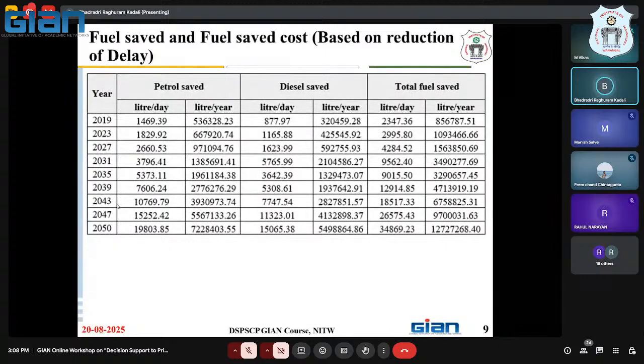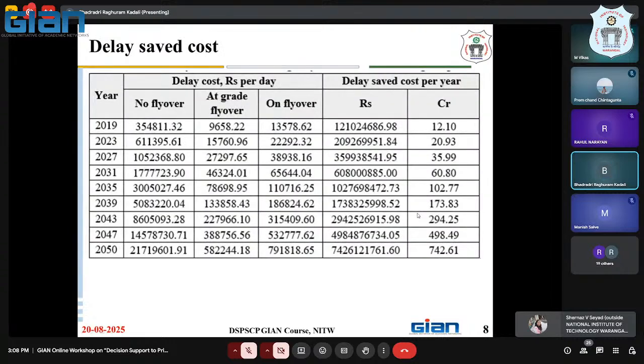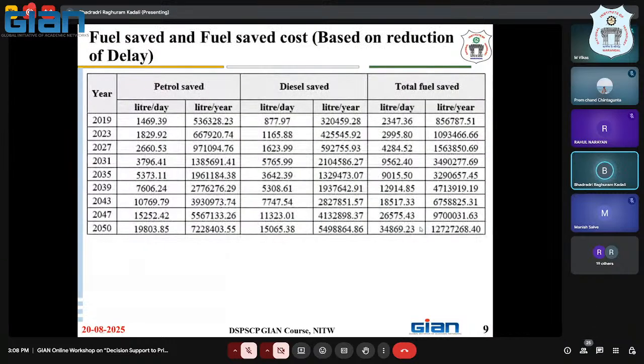Then, instead of increasing speeds, there is a decrease in speeds, and then there is more and more delay. So that means it is expected sometimes that these delays saved as well as the fuel saved might not hold true after a certain period of time, but as per what we have projected, these values are still on the positive side.